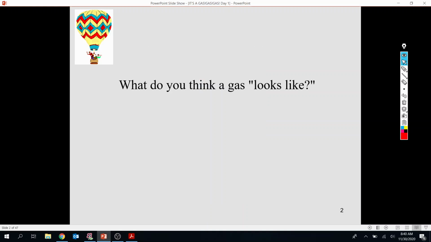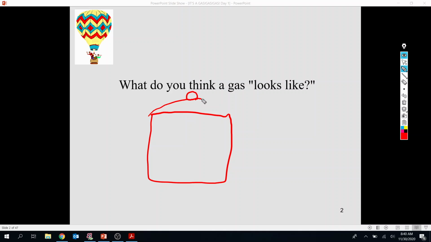So the first thought is, what do you think a gas looks like? And a lot of you are thinking, well, Mr. Willis, it doesn't look like anything. It's just open space. But if we zoomed in way small, and we looked at it, so let's say that I have a jar, with a nice little lid for it, so it looks a little bit like a cookie jar. It's clear, and we can see inside it.